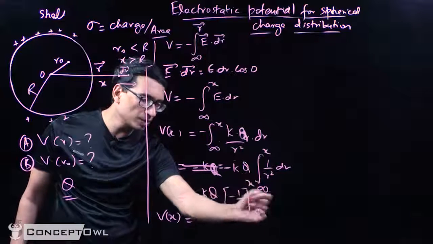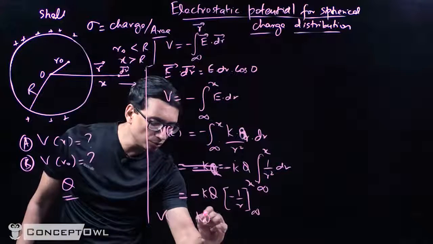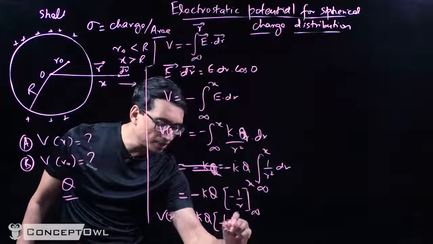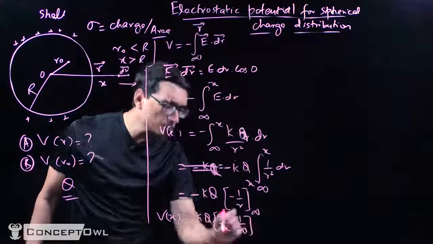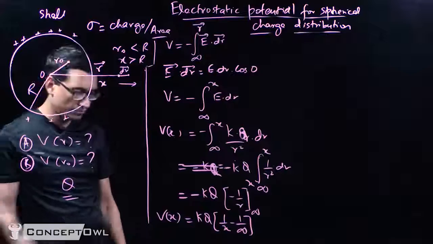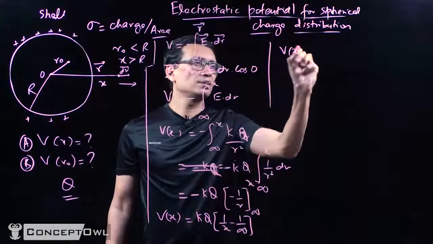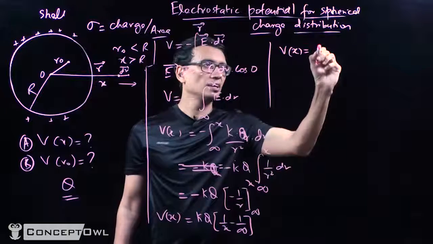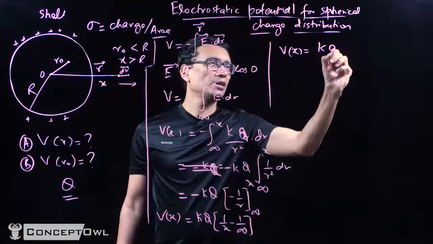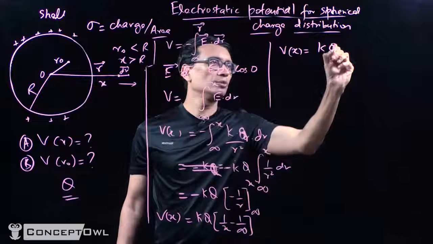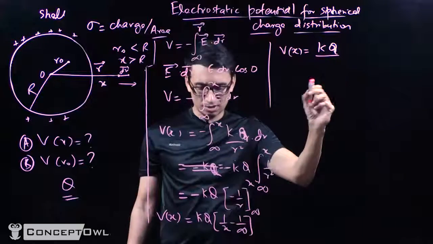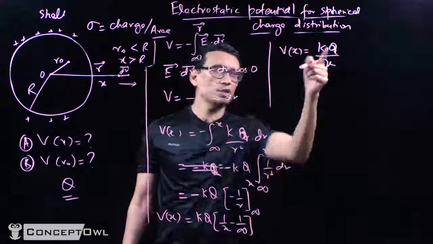This will be 1 upon x minus 1 upon infinity. This would be kq into 1 upon x minus 1 upon infinity. And what is 1 upon infinity? That is 0. So it's nothing but, so I get V at x is equal to kq upon x.